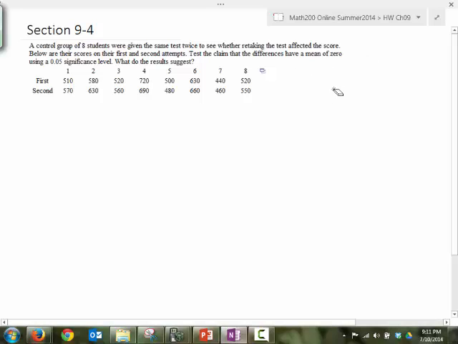The difference have a mean of 0 using a 0.05 significance level. What do the results suggest? Have a mean of 0. So in terms of the notation that we were asked, the first thing, the notation that was all listed down, you guys copied it down. The first one was D.